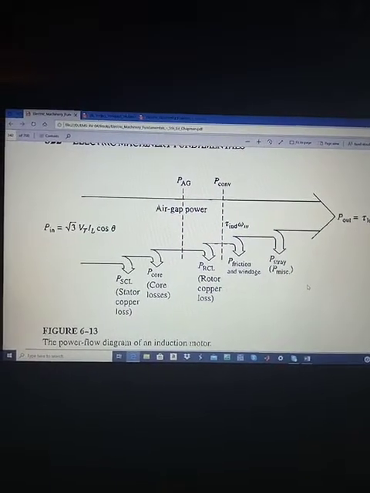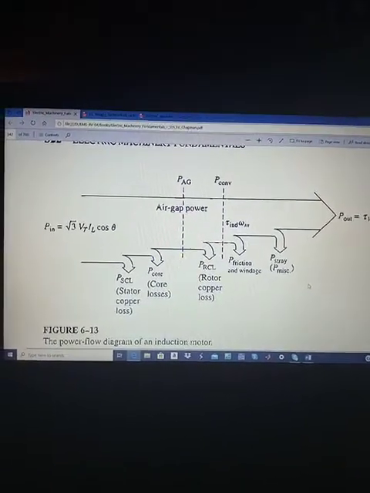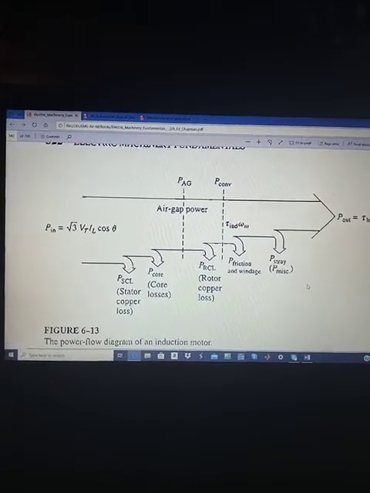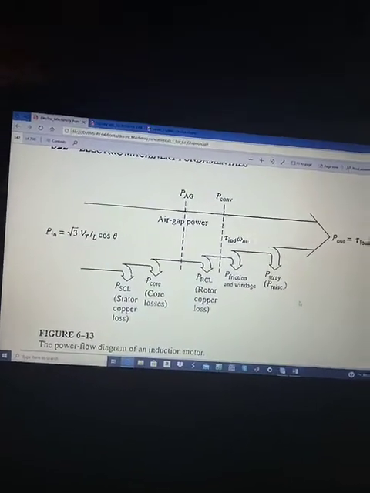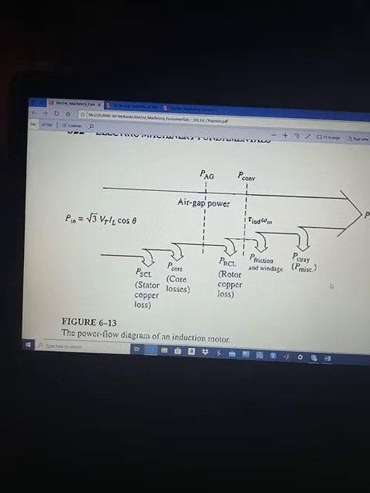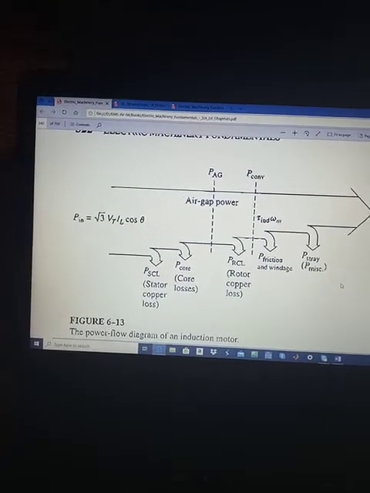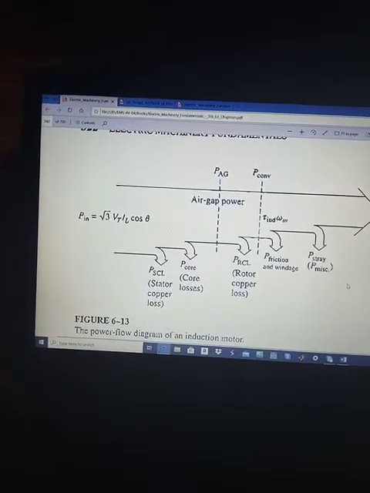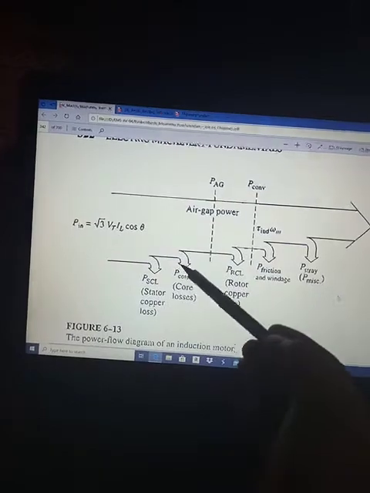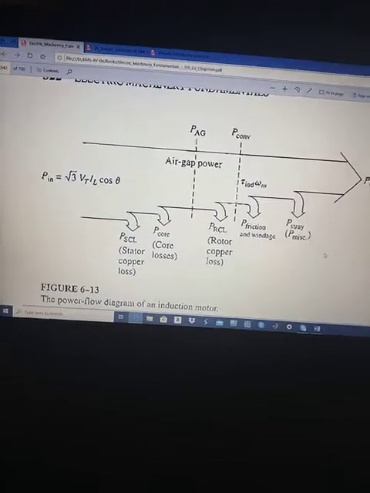Now the applied voltage causes a flow of current which causes a rotating magnetic field. So whenever there is a magnetic field, there will be core losses, okay. Some amount of power is lost as core losses, meaning hysteresis plus eddy current losses. As we have discussed, hysteresis plus eddy current losses are combinedly referred to as core losses. Now the power remaining at this point is transferred through the air gap to the rotor side.